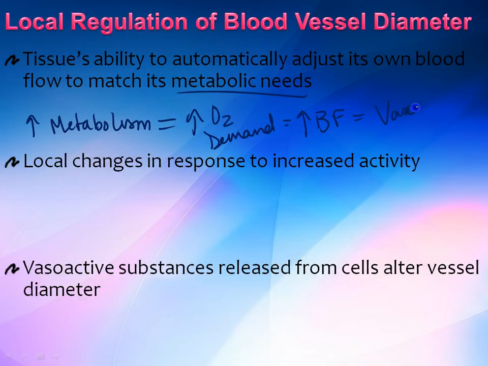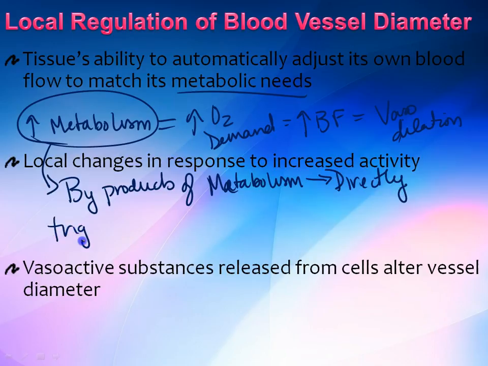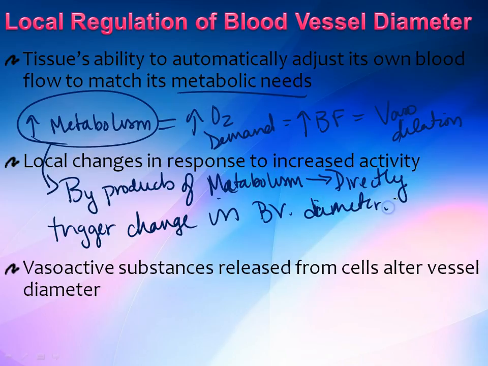And we can do that by triggering vasodilation. Okay? But how can we signal this increased metabolism? Well, what we see is that byproducts of metabolism will trigger changes in blood vessel diameter. So, what are some byproducts of metabolism? Okay, well, how about the buildup of CO2 or the buildup of hydrogen ions, which also equals a decrease in pH?